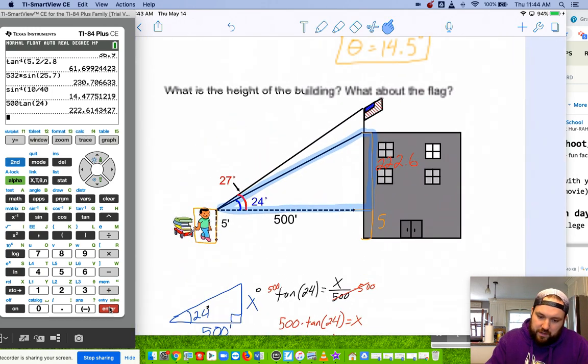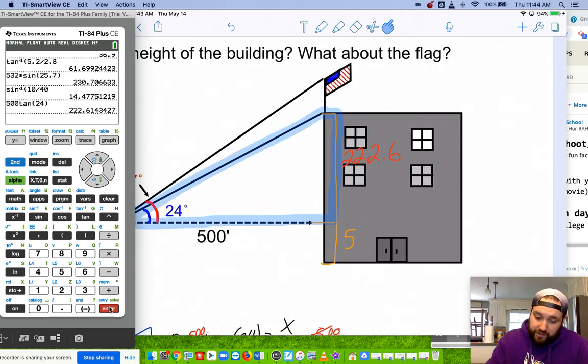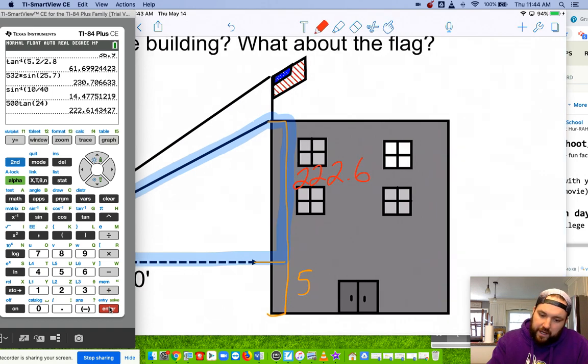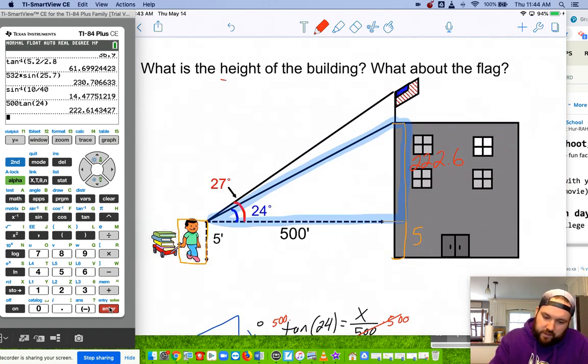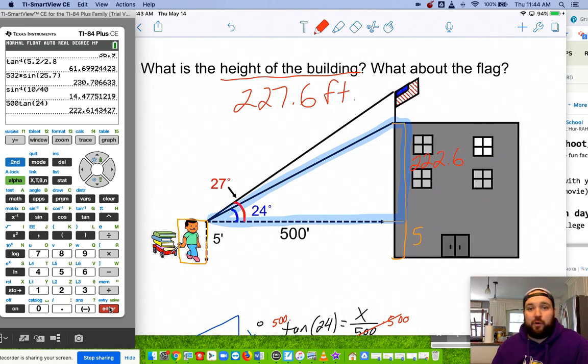So if the question is what is the height of the building? Height of the building is, let's go right here. It's that 222.6, but I have to add the 5 feet for the height of the person. So it'd be 227.6 feet. The question is, how tall is the height of the flag?